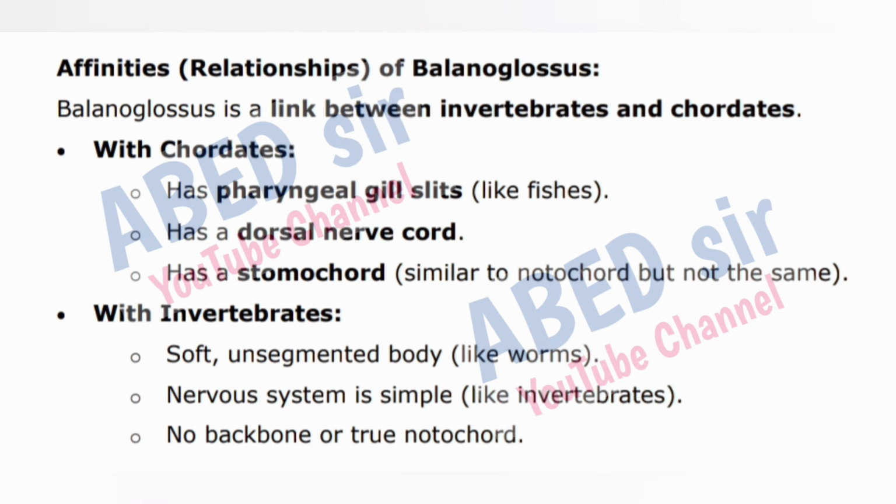Affinities, relationships of Balanoglossus. Balanoglossus is a link between invertebrates and chordates. With chordates: has pharyngeal gill slits, like fishes. Has a dorsal nerve cord. Has a stomachoid, similar to notochord but not the same. With invertebrates: soft, unsegmented body, like worms. Nervous system is simple, like invertebrates. No backbone or true notochord.